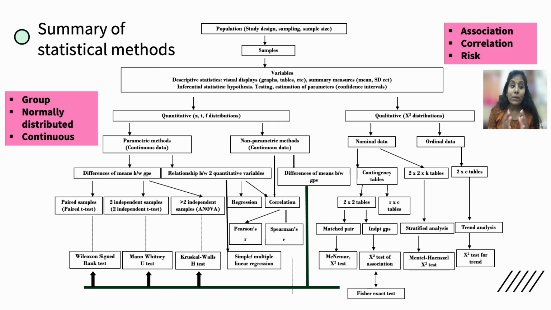Similarly, when you're dealing with qualitative data, you have the chi-square test or Fisher test. The Fisher test is used when your numbers are smaller, and it ends up giving you some sort of value, and it will give you the p-value as well. And in this case, it's still not correlation or risk. You're still talking in terms of association.